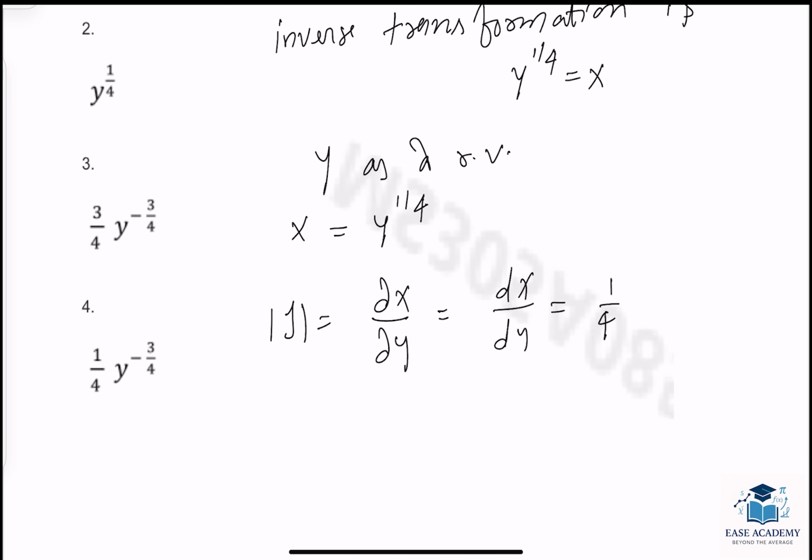So this will be 1 by 4 y to the power 1 by 4, just doing the derivative with respect to y. So 1 by 4 y to the power minus 3 by 4. So this is the answer.